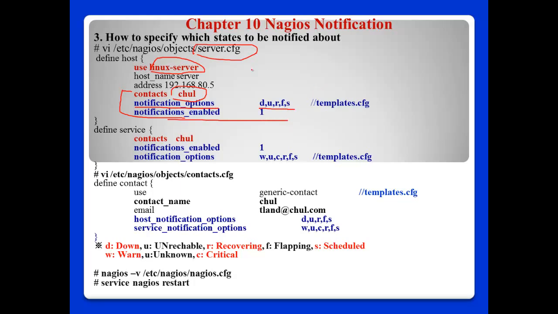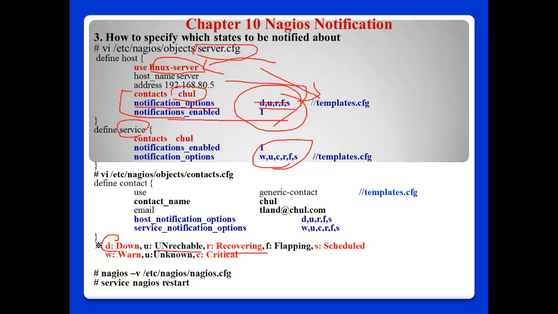But normally these options we can find here as well, in template.cfg. If we find this template linux-server, here we can change the notification options, for host and for service as well. Here, there are these kinds of options. D means the down state, U means unreachable, R means recovery, F means flapping, S means scheduled downtime.